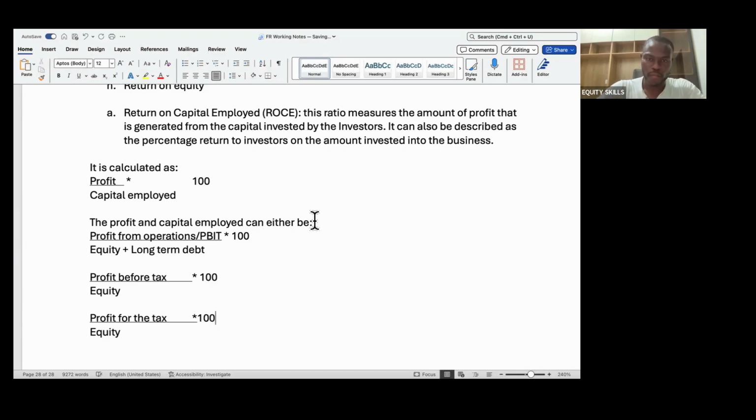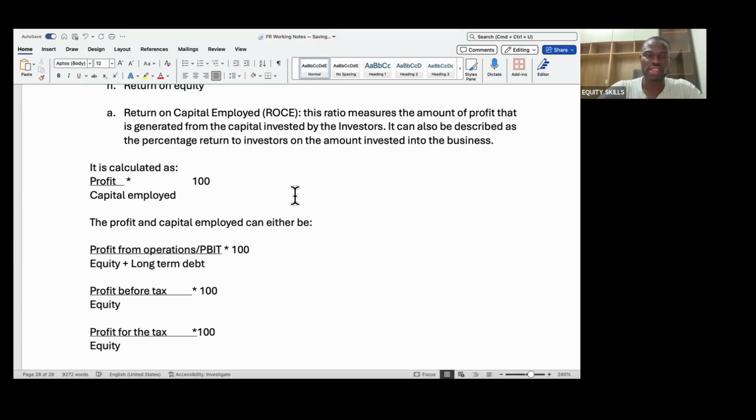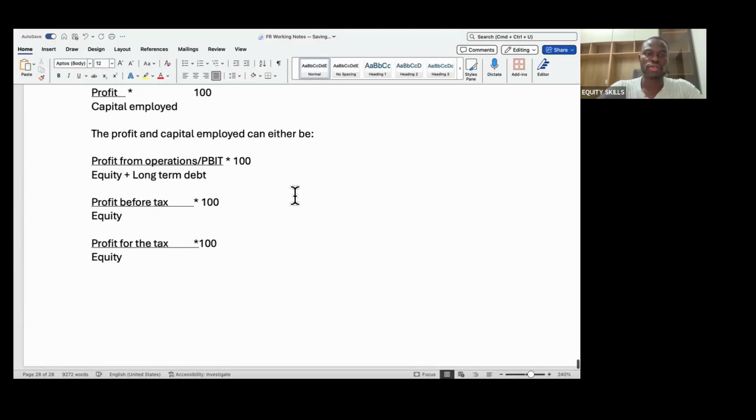So why this categorization? Is there anybody in this class who knows why, if you are using profit from operations, your capital employed will be equity plus long-term debt? If we are using profit before tax, your capital employed is just equity. And if we are using profit for the year, your capital employed has to also be just equity. Does any of you have insight into why?